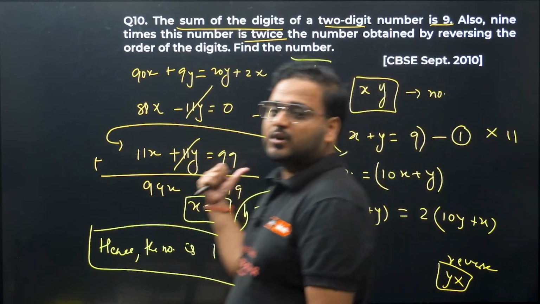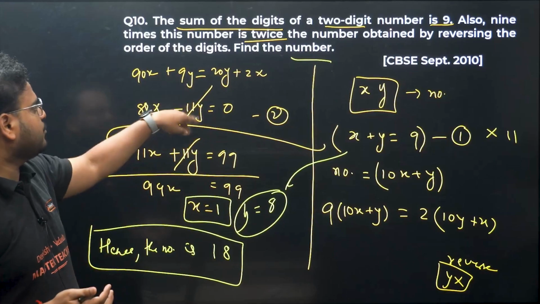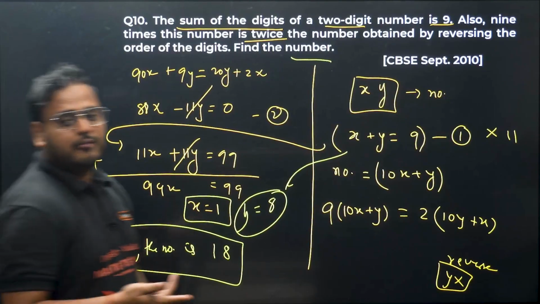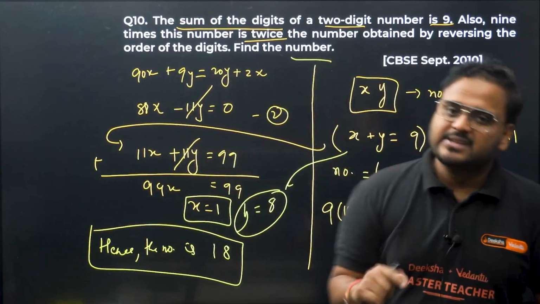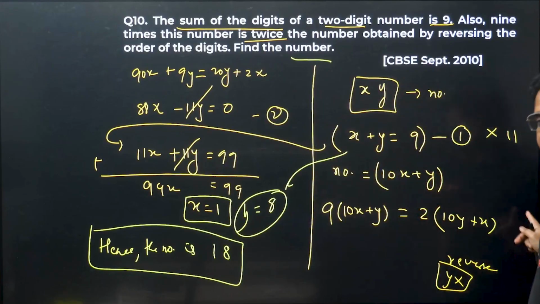Application of, this is what? Application of the cancellation method in two equations. We use that to eliminate the variable y over here. Get the result x as 1, y as 8. Hence the number is xy. So 1, 8, basically 18. Done? Have a look. Okay.